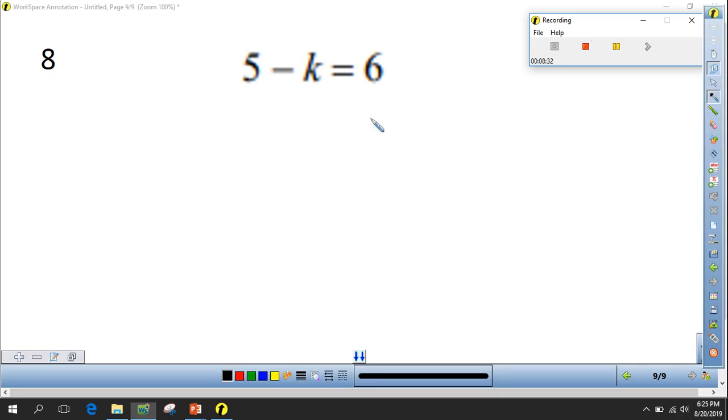This one's a little bit tricky because it looks like it would just be a one-step equation. However, 5 minus k equals 6. I draw my line through that equal sign. I circle that k because I want to get it by itself. Well, I've got to get rid of the 5, but then I'm still going to have a negative sign there. I don't want to know what -k is. I want to know what just k is.